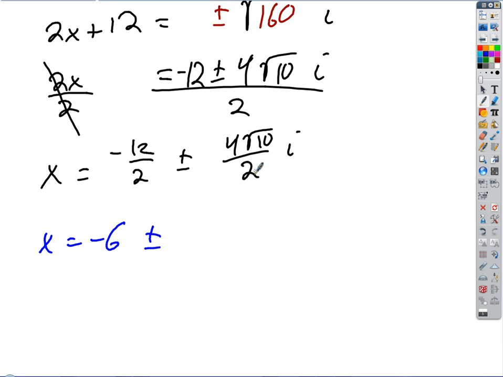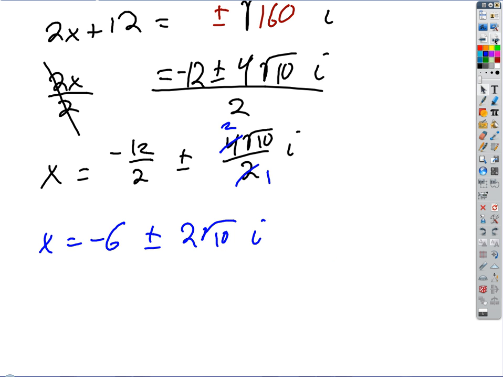What about over here? 2 times 30. Yeah, it becomes a 2 over 1. So I just get 2 times the square root of 10 times i. So both of those answers, right? Enter them separately with a comma. Okay? We good?